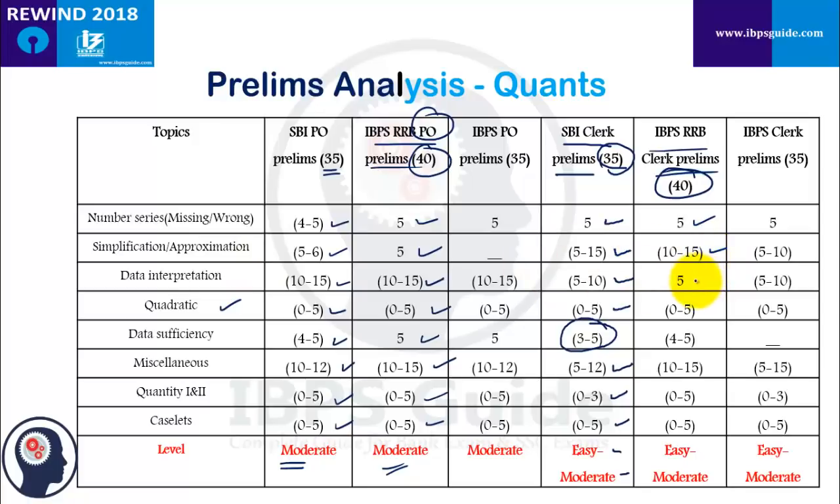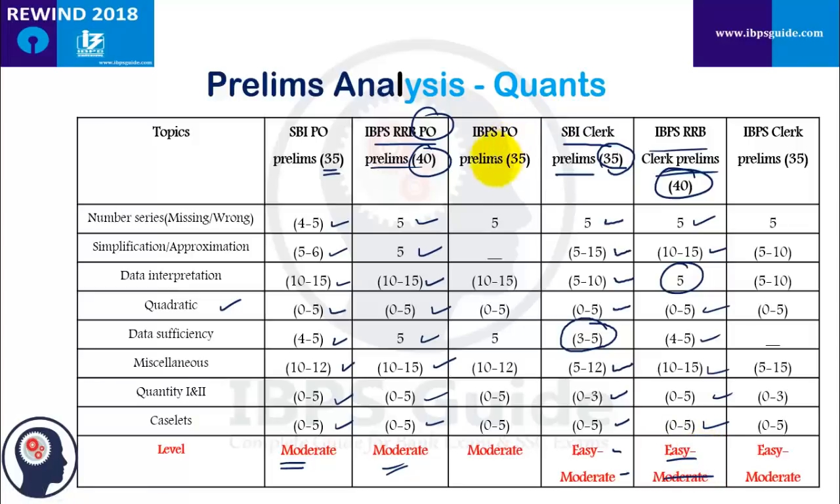Data interpretation, either 1 set or 2 sets, so 5 questions will be there. Quadratic questions, 0 to 5. Data sufficiency, 4 to 5 questions. Miscellaneous or application sums, 10 to 15 questions. Quantity type questions, 0 to 5. Caselet DI, 0 to 5. So the level of the RRB Clerk prelim is easy to moderate.